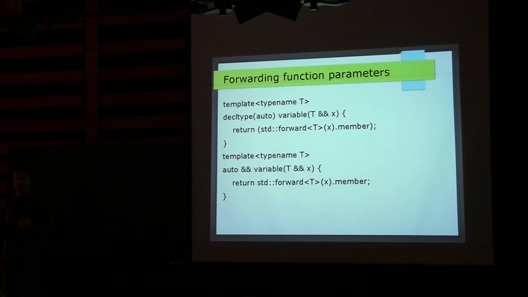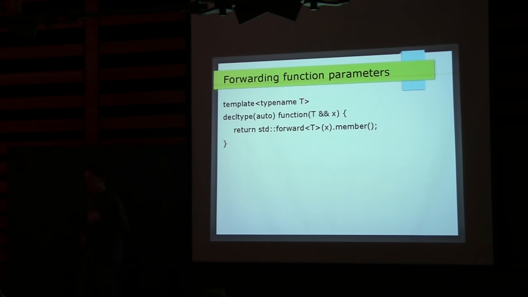So really, some people might be wondering right now, well, then when do I use decltype(auto)? Like, so far you've always said use auto&& instead. Let's say we're calling a member function instead of accessing a member variable.